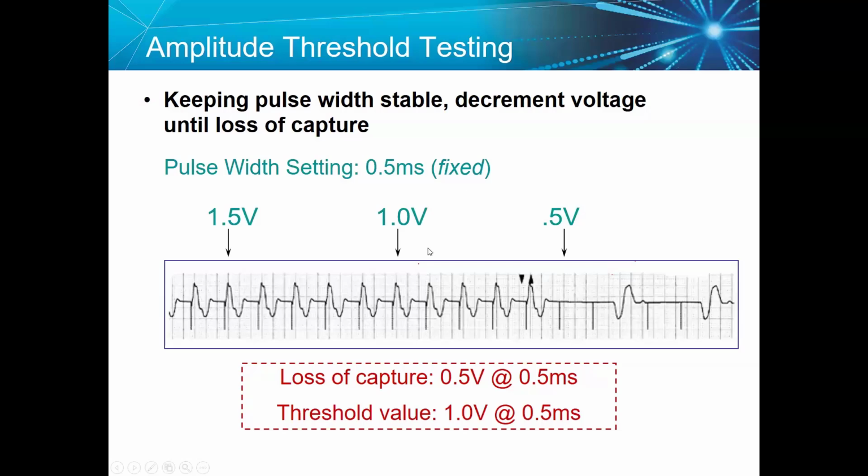Okay, and some programmers will decrease by 1.75, 0.5, and in Boston and Biotronik, for example, it will come 1.9, 0.8, 0.7, 0.6, all this. And when loss of capture occurs, that is the threshold. We lost capture at 0.5 volt at 0.5 millisecond, so our threshold is 1 at 0.5 millisecond.